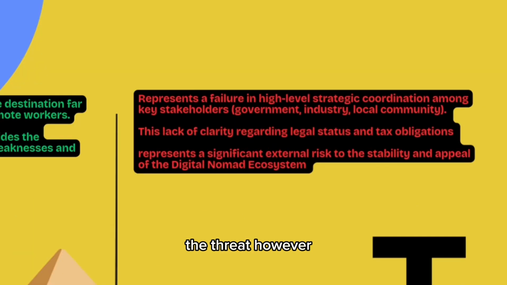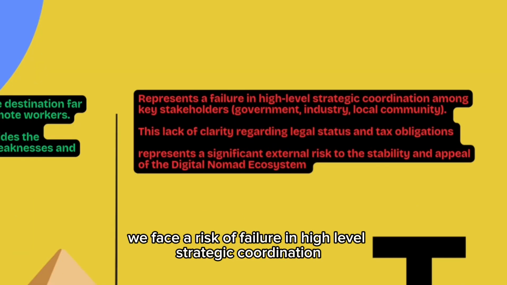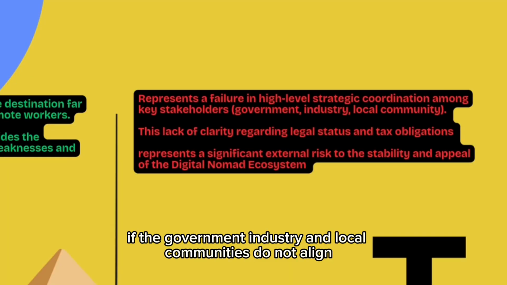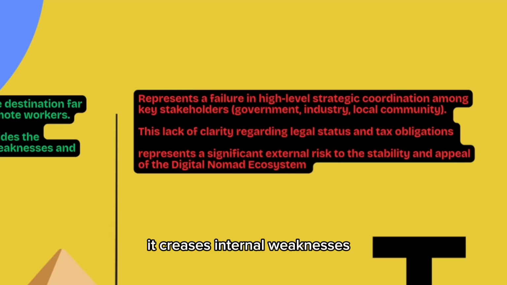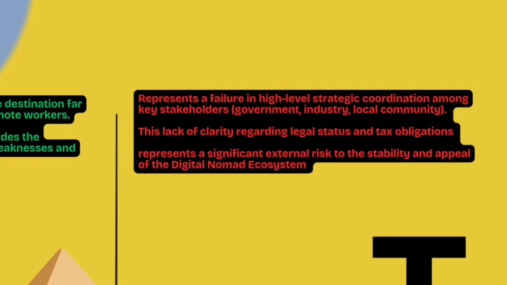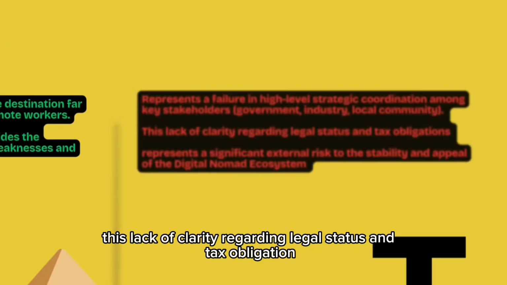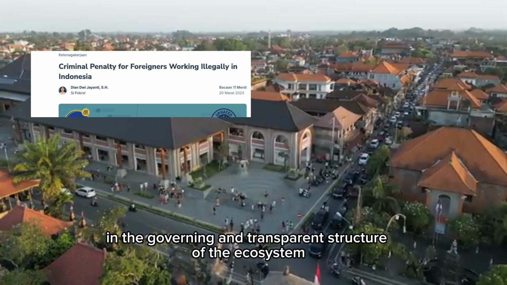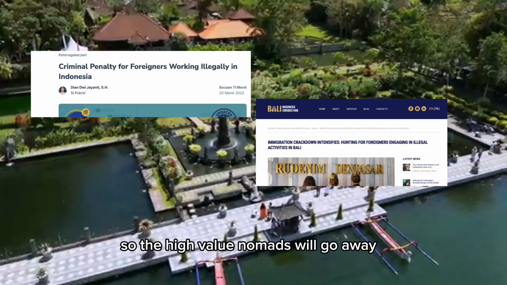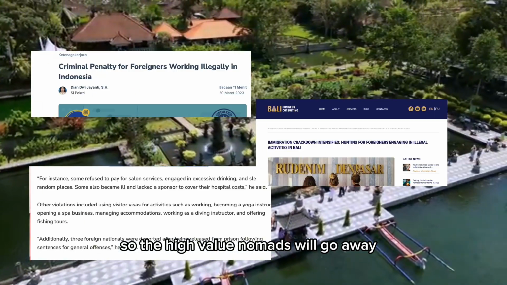The threat, however, is that we face a risk of failure in high-level strategic coordination. If the government, industry, and local communities do not align, it creates internal weaknesses. This lack of clarity regarding legal status and tax obligations for international remote workers represents a weakness in the governing and transparent structure of the ecosystem. So, the high-value nomads will go away.